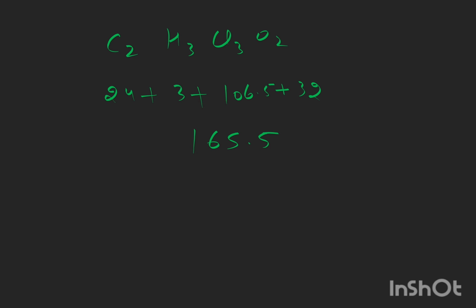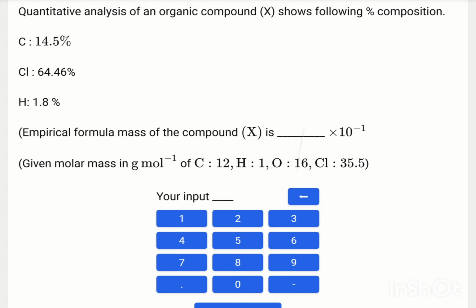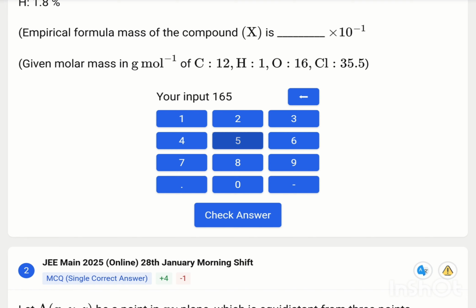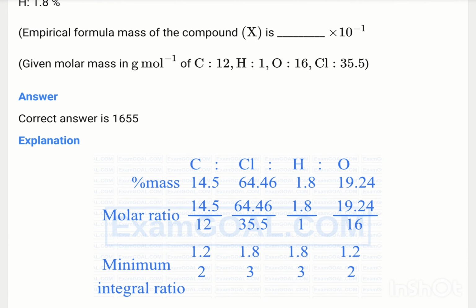Let us check this answer. So 1655 is the right answer. So this is how we have solved the second shift also, right?